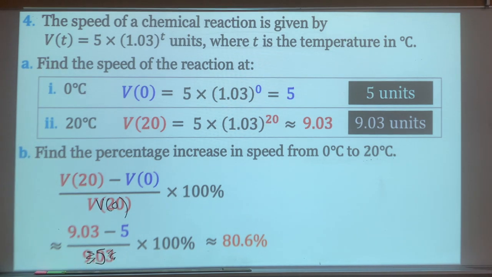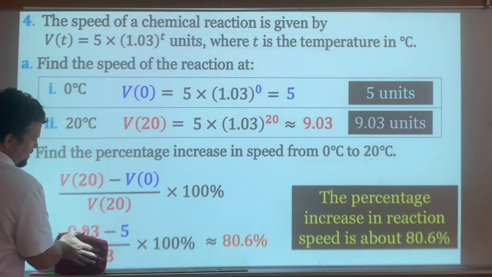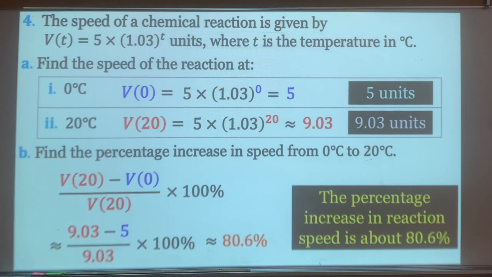Sorry about that. So it's V of 20, your new amount minus your initial, divided by initial. I knew that didn't look right, but the answer is still the same. I just put the wrong work down when I did it. Man, another mistake. See, teachers make mistakes. This is what happens when I just made these things earlier this week. You get a real chance to check it. All right, so it increases about 80.6%.